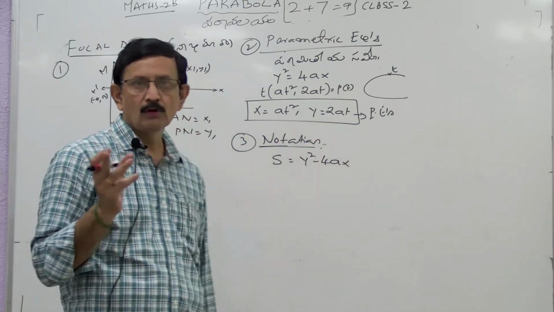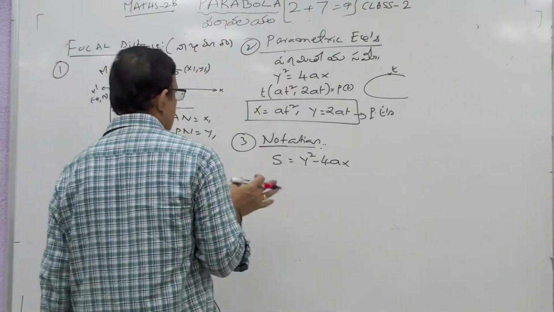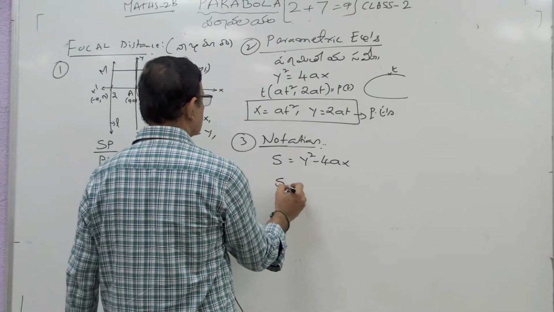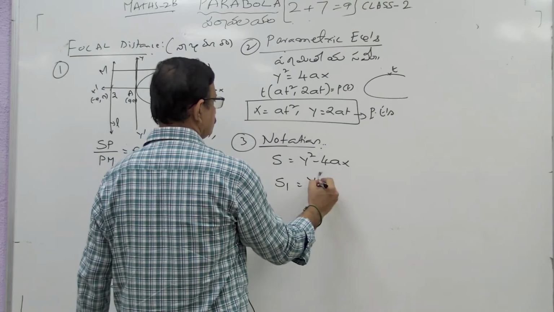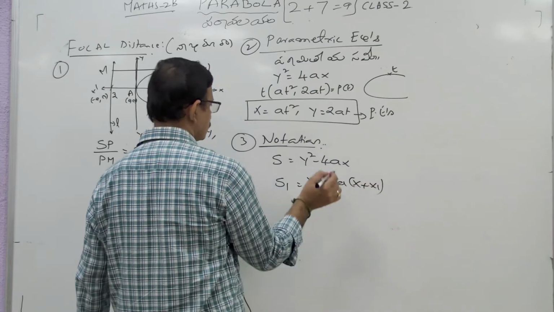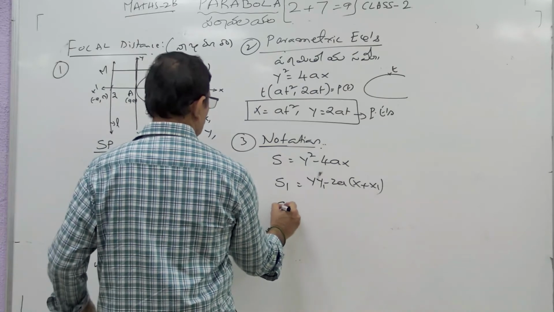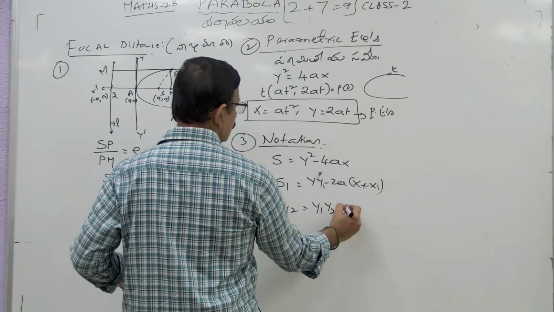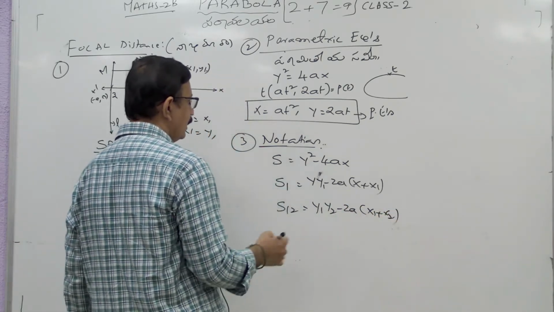So what is this one? We know y square is equal to 4ax, the standard form. Now that is represented by S. Okay, so S is equal to what? y square minus 4ax. Similarly, suppose S1. What is the meaning of S1? It is y y1 minus 2a into x plus x1. This is represented by S1. And similarly, S12. S12 means y1 y2 minus 2a into x1 plus x2. This is the meaning of S12.